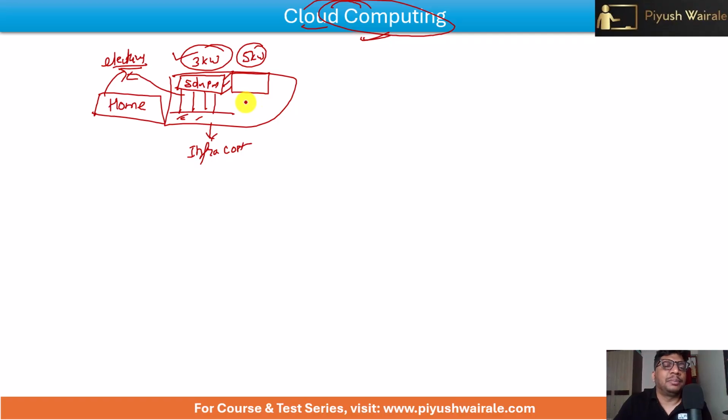Also, let's say tomorrow I just need 1 kilowatt, okay? By using 1 kilowatt my requirement is getting satisfied. But I have the infrastructure for 3 kilowatt. So again it's a wastage of cost. My infra cost is associated with the solar panel here.